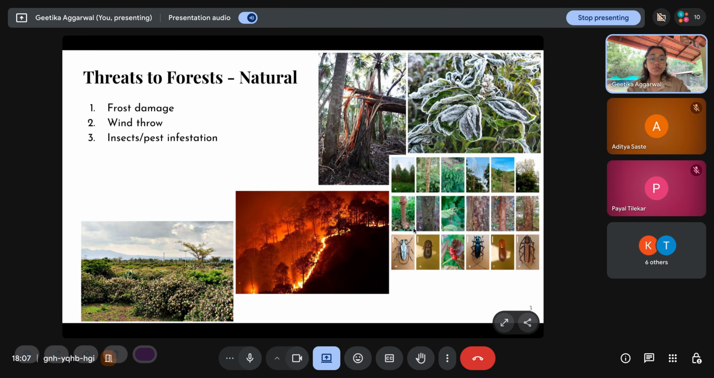Then there is insect or pest infestation. As you can see in this image, a lot of plants can get infected by insects or pests. And pests could be fungi or these microscopic infestations. These can lead to rot and damage of the leaves and plants in general. So that can be a threat to the forest, because if the plants undergo some insect infestation, then that can lead to damage to the plants and then the forests in general.